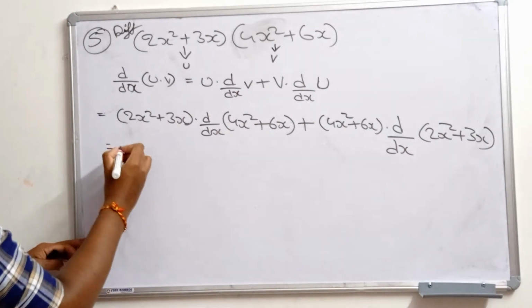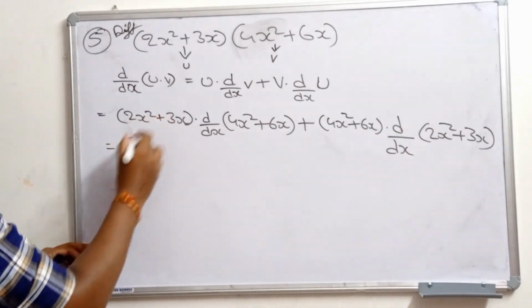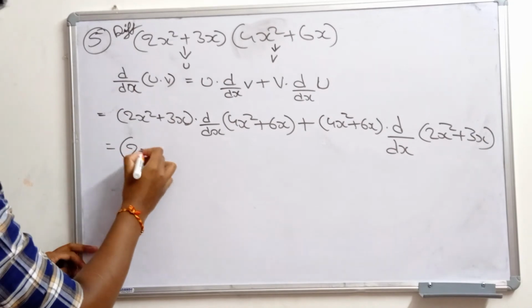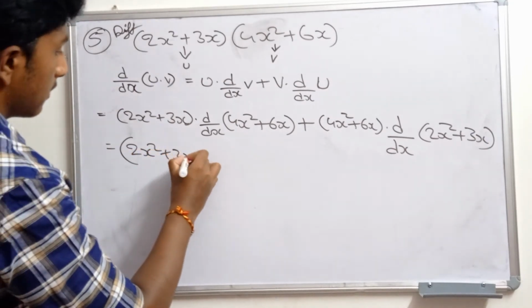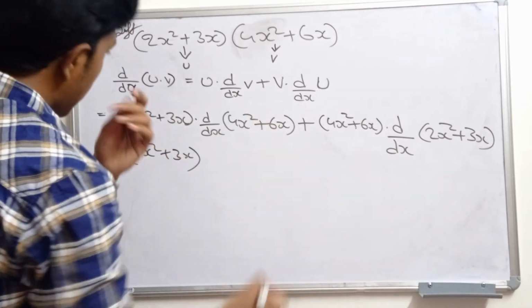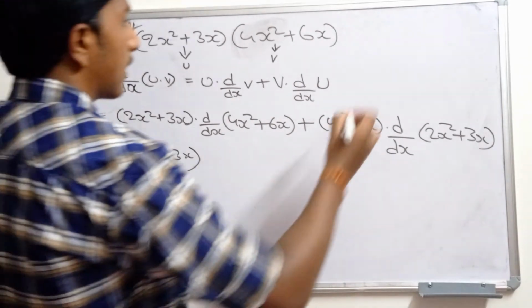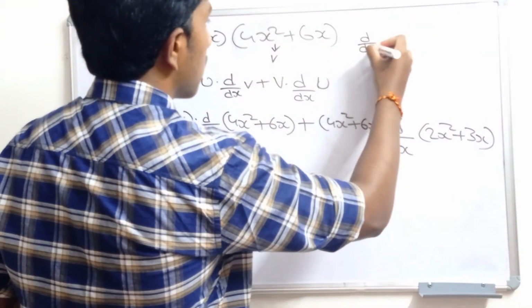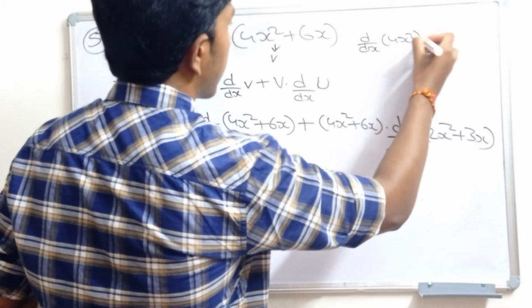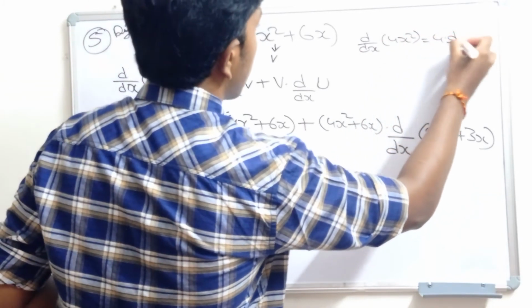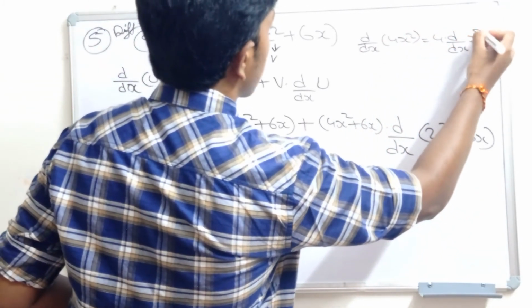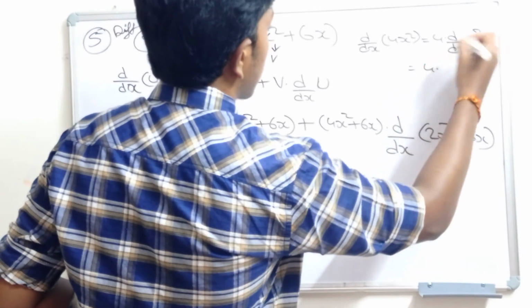Guys, concentrate on the word. So we are going to write this as it is because there is no operation done here. So differentiating d by dx of 4x square plus 6x. Again split it. D by dx of 4x square means we will be writing the constant term outside. D by dx of x square means 4 into x square.